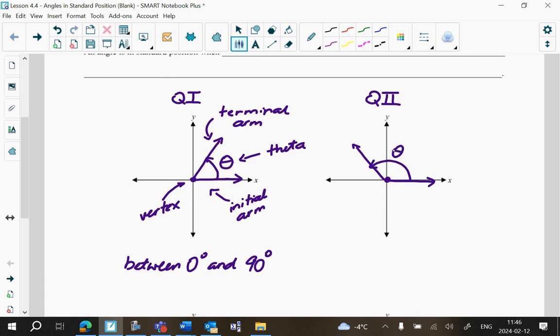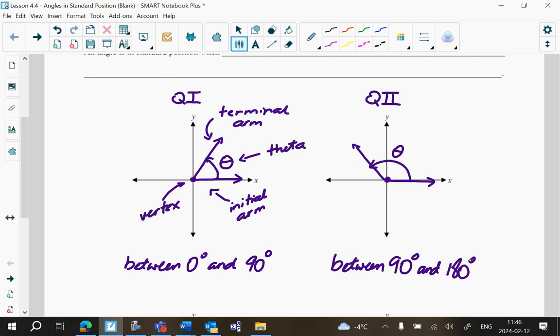What are all the possible angle measures if it ends in quadrant 2? Not 0 to 90, because that is quadrant 1. It's between 90 and 180 degrees. If it's less than 90 and greater than 0, that means I'm drawing it in quadrant 1. So these are the obtuse angles.